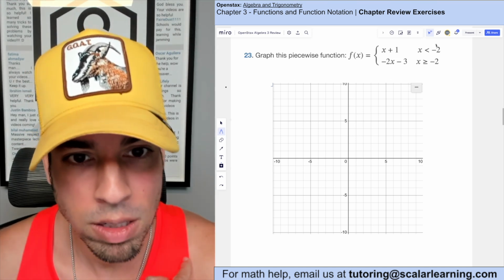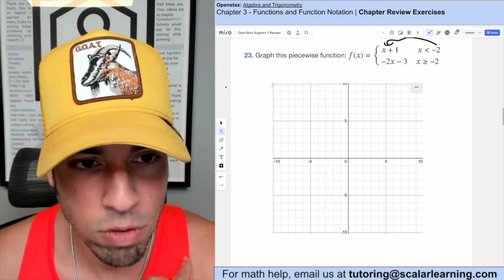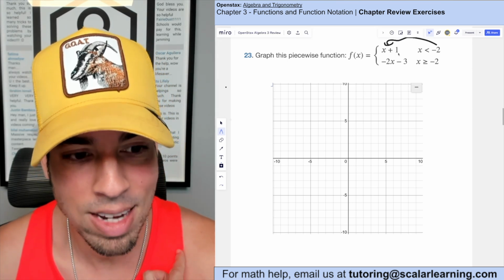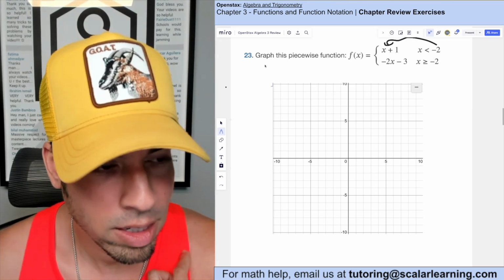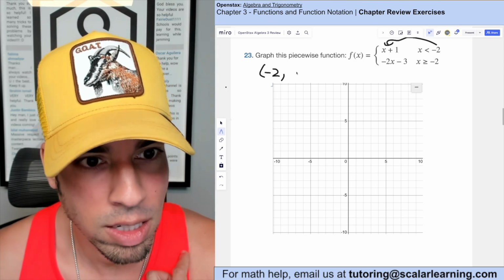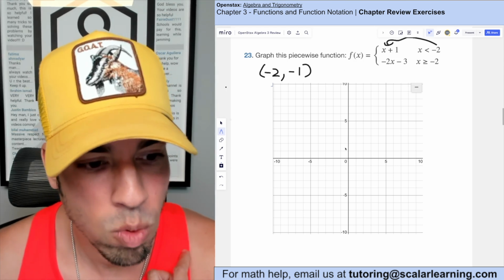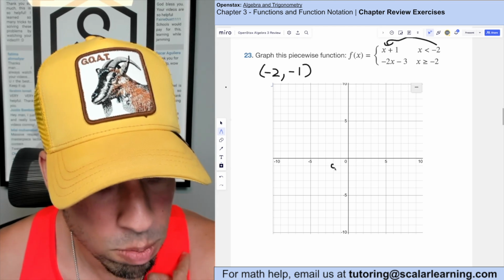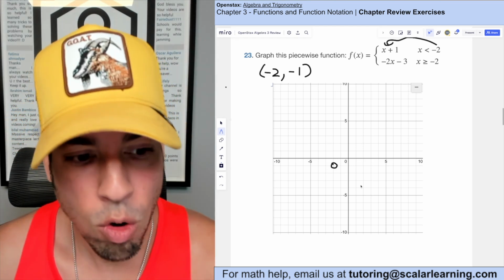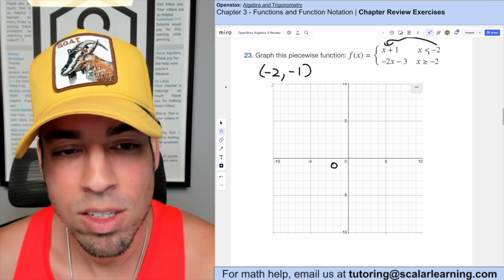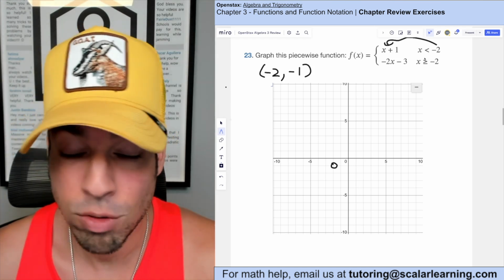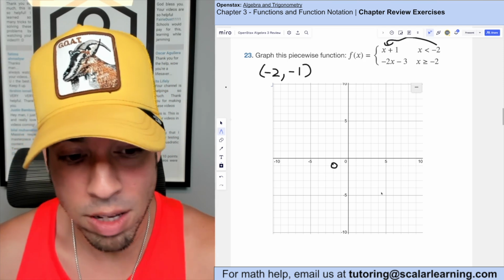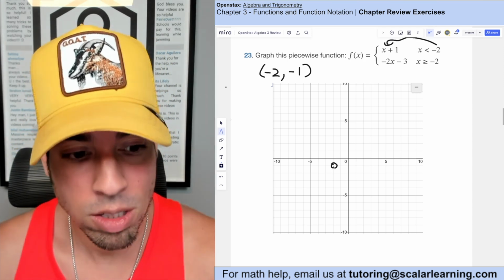Well, I'm going to plug -2 in for x and get that function value. So -2 plus 1 is -1. That means I can start at a coordinate of -2, -1. So we're going to do it right here, -2, -1, and an open circle. The reason why I'm having an open circle here is because this says when x is less than -2, not less than or equal to -2. So that value doesn't truly exist, but it's a nice starting point.